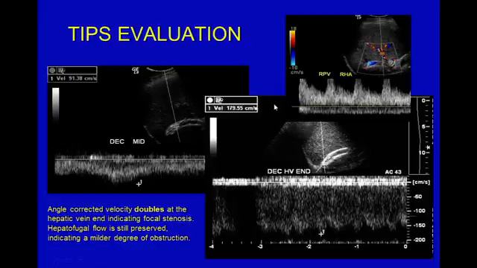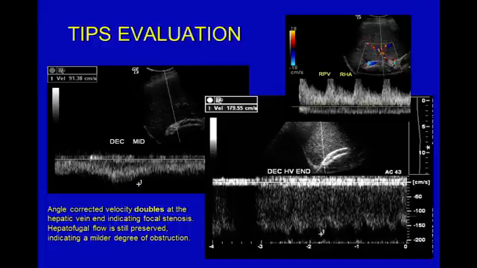Now here's an area of focal velocity elevation at the hepatic vein end. You can see the velocity is 180. It's still within that 90 to 190 range, but notice that in the mid TIPS it's only at 91, so we've got a focal doubling of velocity, and that should make us suspect that maybe there is some TIPS malfunction. Notice that the portal vein still is flowing towards the TIPS, so this is an early finding.